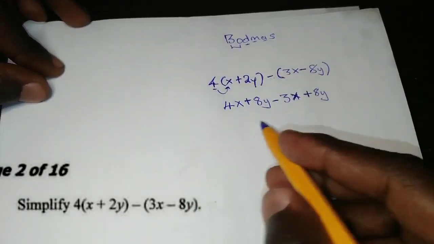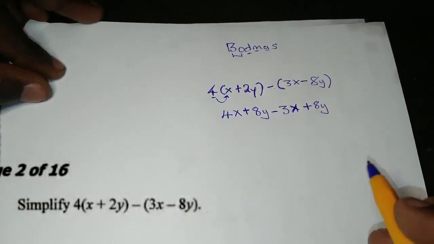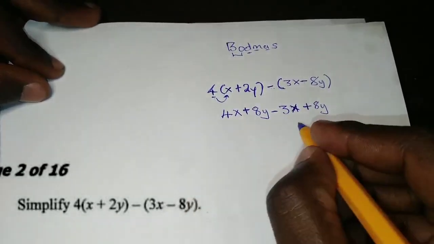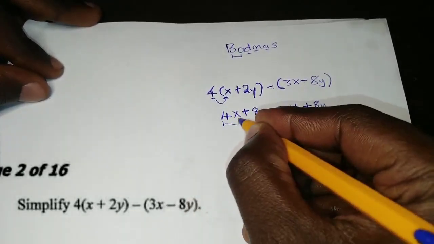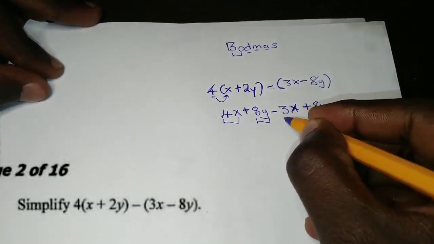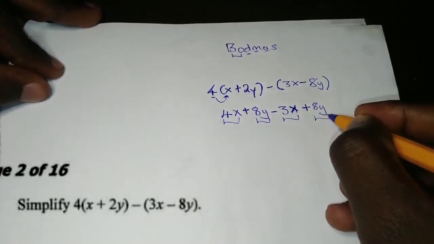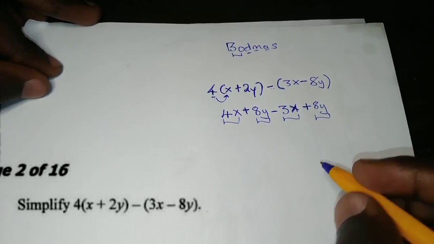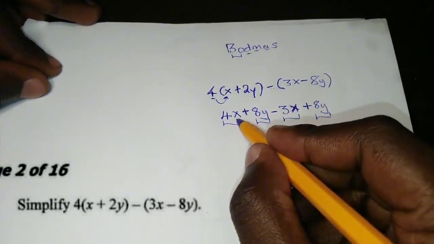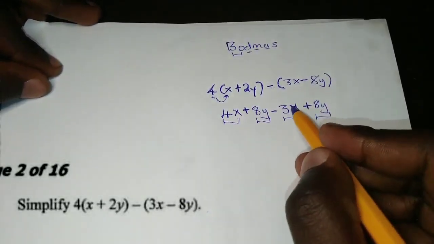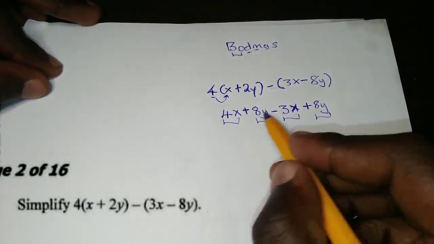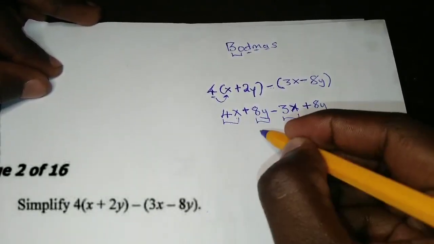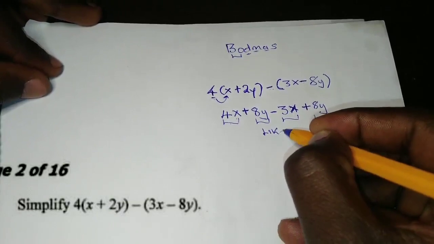But before we perform addition and subtraction here, we have unlike terms. This is a term, this is a term, this is a term, and this is a term. Now these terms are not alike, so we need to regroup them. Those which are similar, we group them. I can see 4x, there's an x here. Minus 3x also has an x. So these we call like terms.